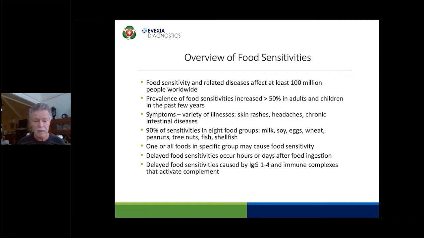diet. Now, delayed food sensitivities are caused by IgG 1 through 4 and immune complexes that activate complement. We'll talk about that. So immune complexes activate the complement cascade. They activate C3, and we'll talk about that a little bit. We measure C3D as a marker that tells you C3B has been activated. And if C3B is activated, it generates the anaphylatoxin C3A, which causes the inflammation. In the next slide.